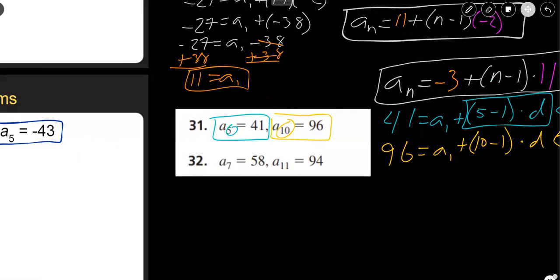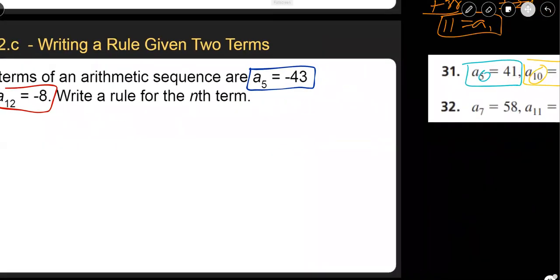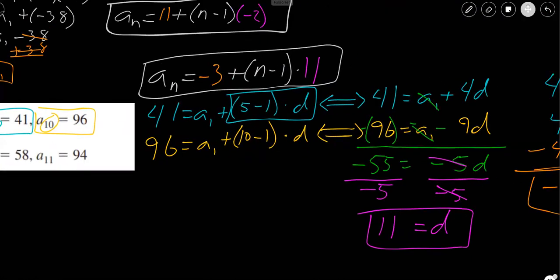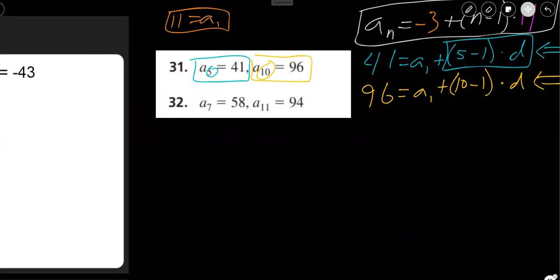I can't remember, did we have to find another position? No, we just had to find the rule for the nth term. And with this rule, I can find any term I want. If I wanted A100, I would just plug in 100 for n. It'd be 99 times 11, which is going to give me like 1,089 or something like that. And then I'm going to subtract 3 from it, so like 1,086. All right, let's do this other one.